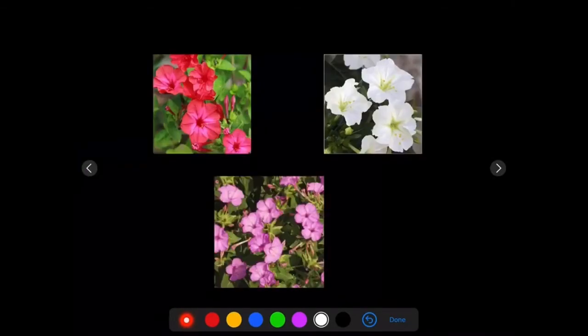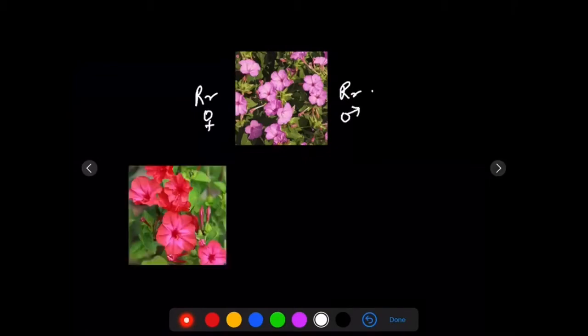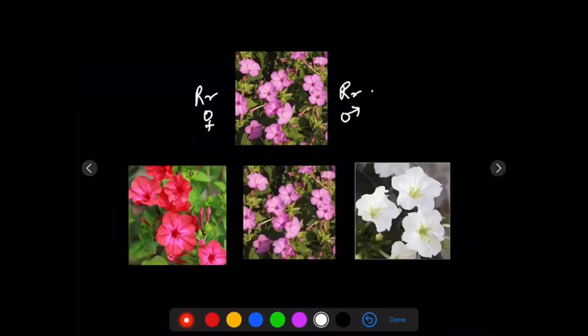Let us see what was the result. If this is dominant and this is recessive, it was supposed to show the dominant character, but it was found to be pink. After self-pollination, let us see what was the result. This was self-pollinated, and these were the pistil and the anther of the same plant. Yes, it had red, pink and white flowers in the F2 generation. This plant is Mirabilis jalapa.